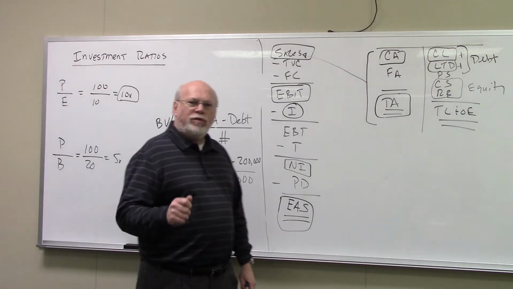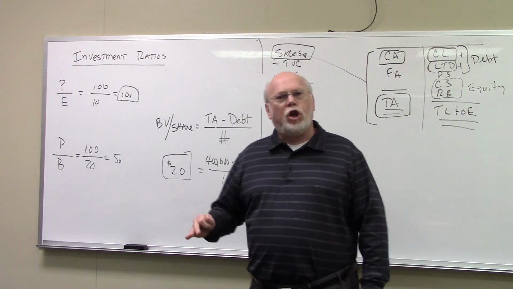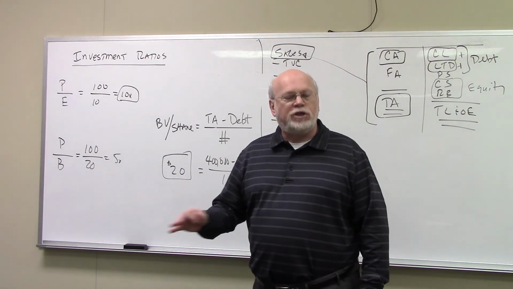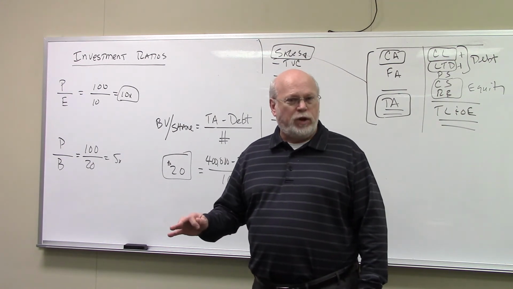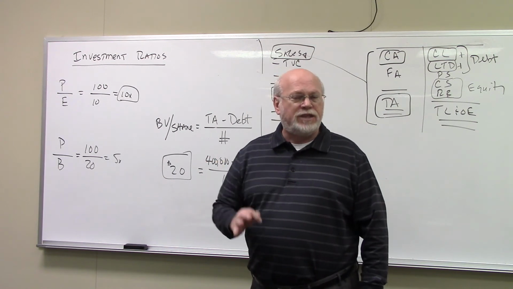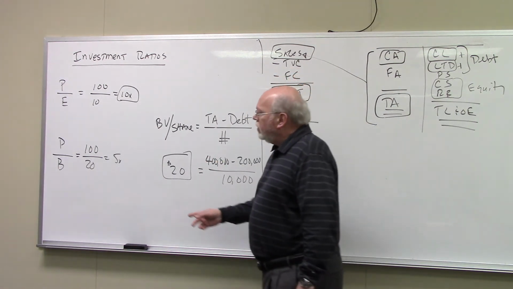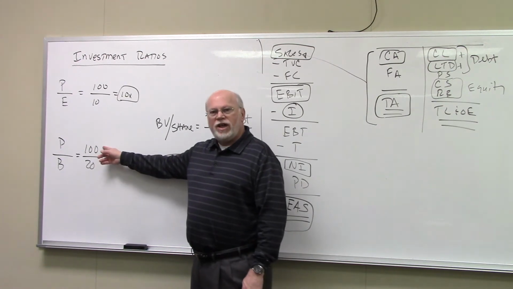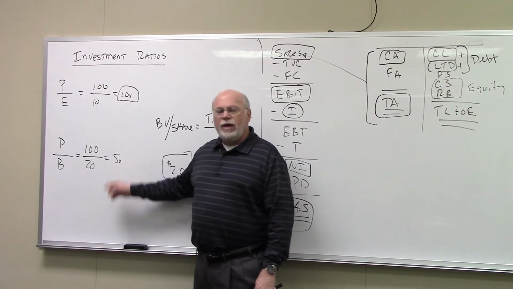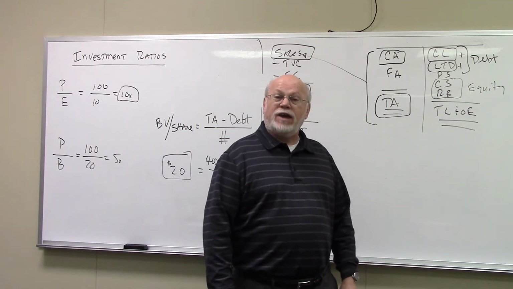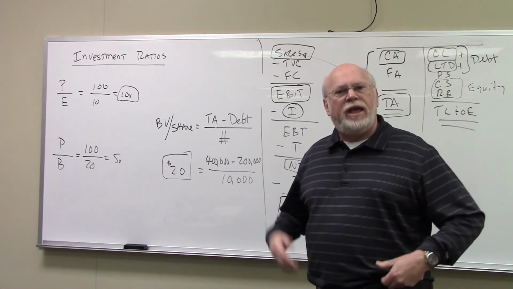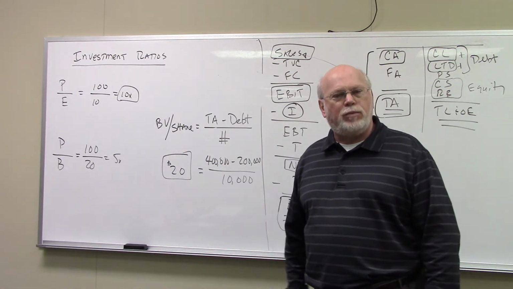Analysts view book value per share as the lowest price the stock in the market should ever sell for. So if you could buy this stock for less than $20 a share, you should buy it. The analysts will tell you that's a good deal. The price to book ratio, the price of the stock in the market divided by the book value per share, for this company, that would turn out to be 5 times. 5 times now means that the price of the stock in the market is 5 times the book value per share.